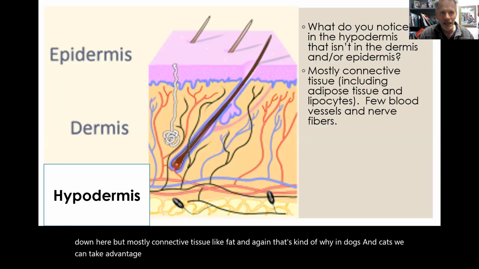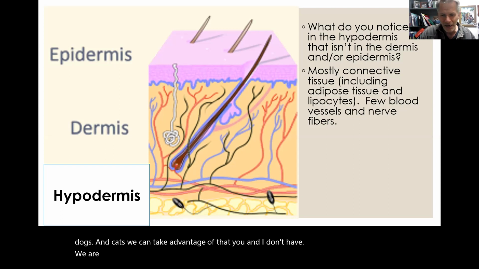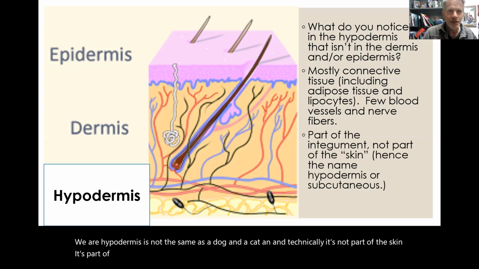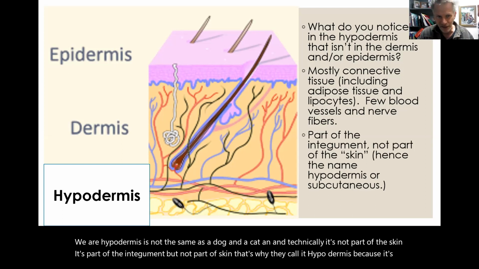You and I think our hypodermis is not the same as a dog's and a cat's. And technically it's not part of the skin. It's part of the integument, but not part of skin. That's why they call it hypodermis, because it's below the skin. It's below the dermis.